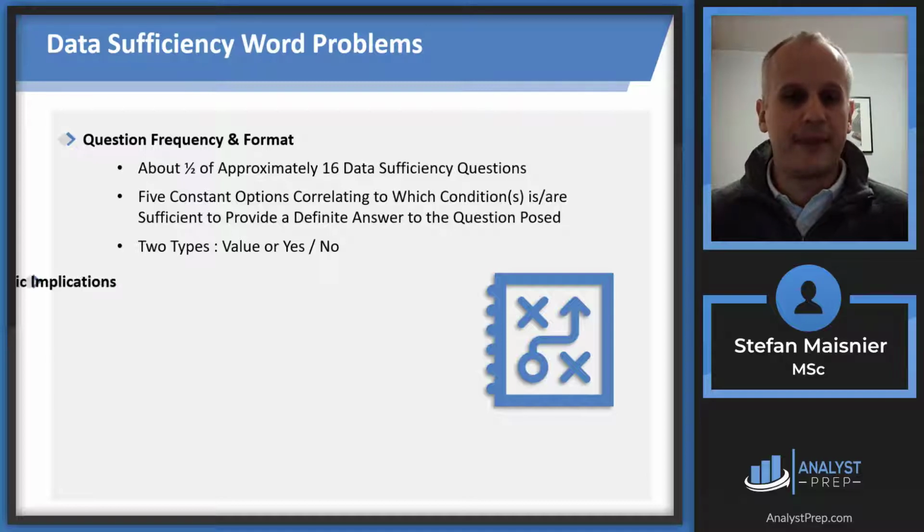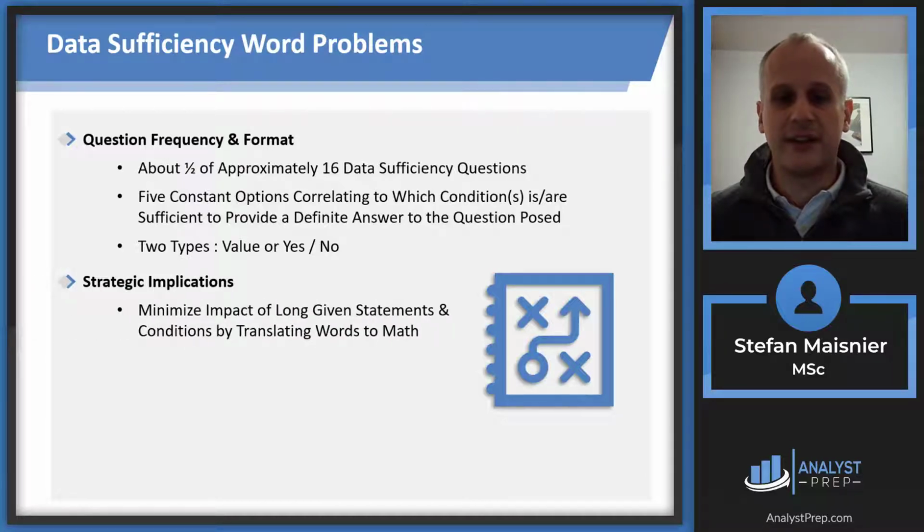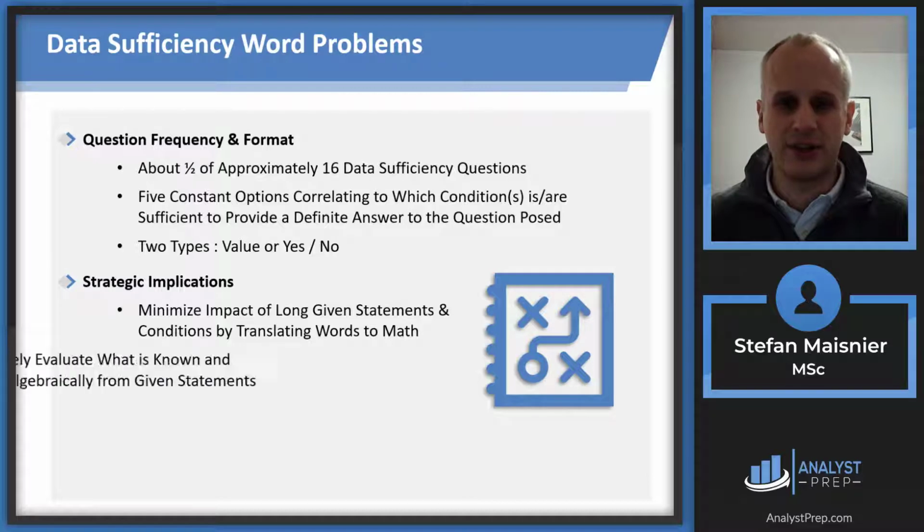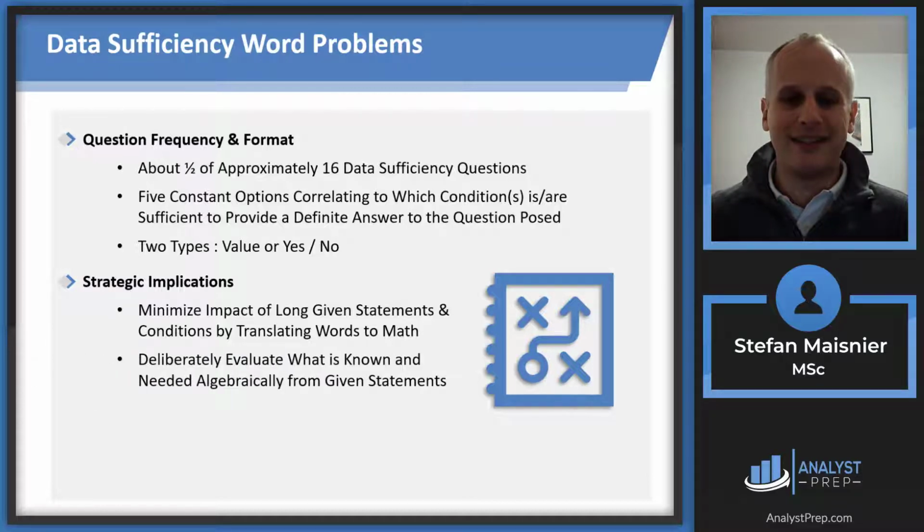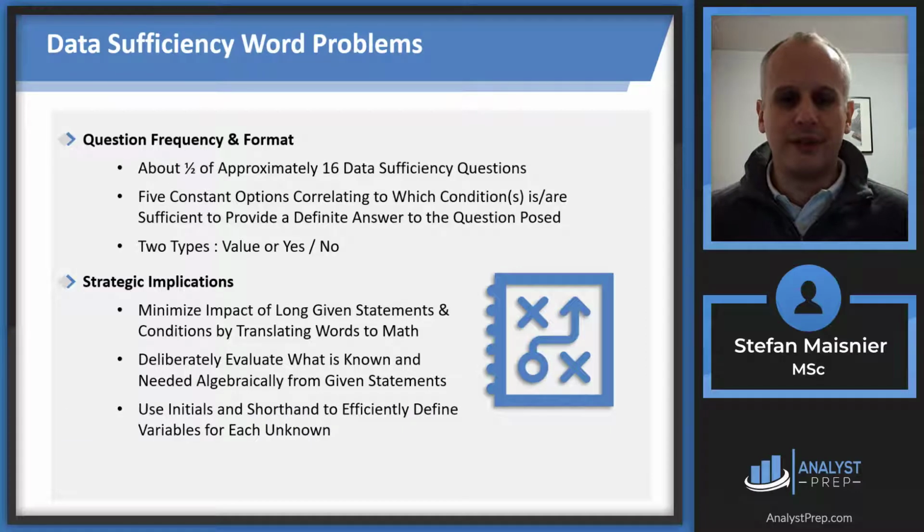Then you'll have the same 2 types of data sufficiencies for the word problem data sufficiencies, value or yes, no. Now, the strategic implications are that you really, with these longer word problem data sufficiencies, want to minimize the impact of long given statements and conditions by translating the English into math. And you'll do that by deliberately evaluating what is known and needed as algebraically as possible from the given statements to start. And then you'll want to use initials and shorthand to efficiently define variables for each unknown.